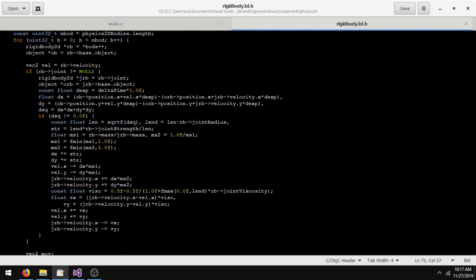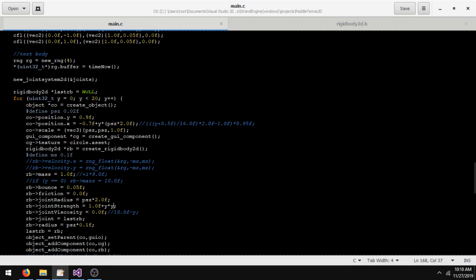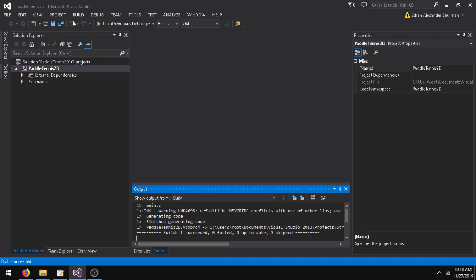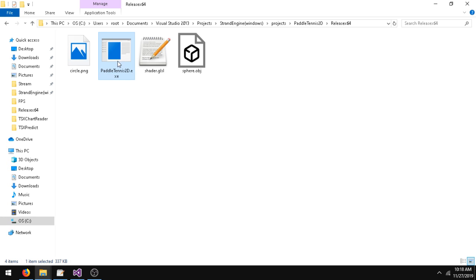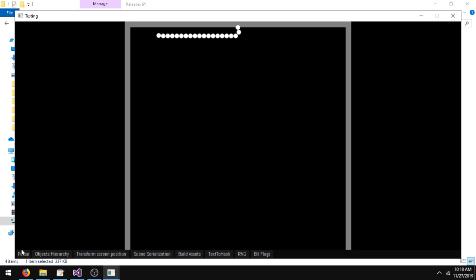So yeah, the issue with this is I can't actually increase the joint strength high enough to even keep them connected. Like with this big... Oh man, that's the issue. Even like 4 joint strength here, you can see barely keeps it together.